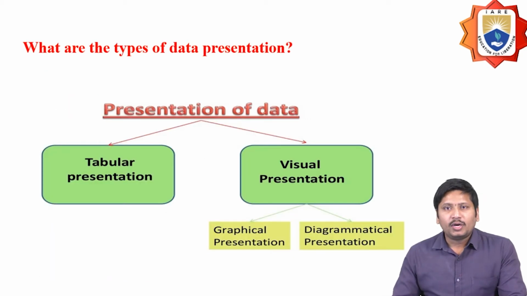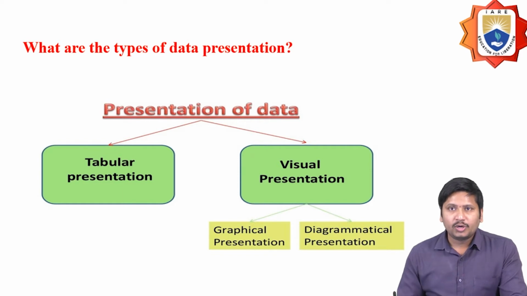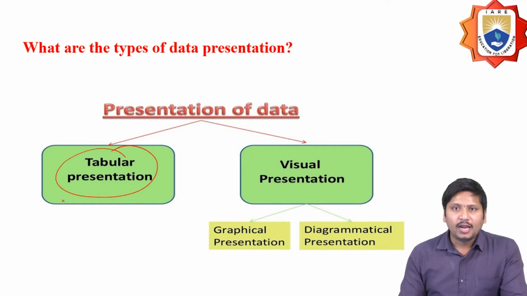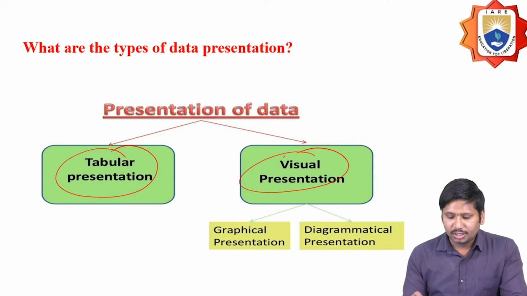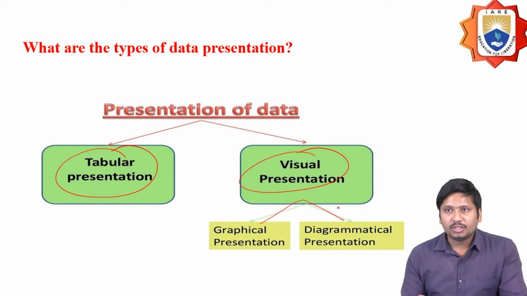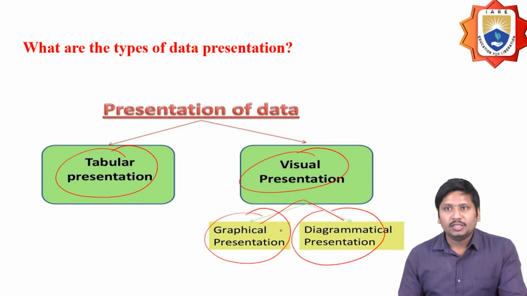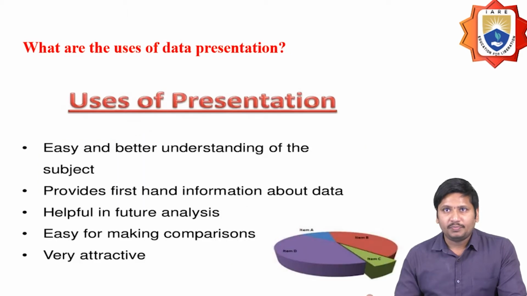The next question is, what are the different types of data presentation we have? The presentation of data can be classified into two types. The first is tabular presentation and the second is visual presentation. This visual presentation is further divided into two categories: graphical presentation and diagrammatical presentation. These are the different types of data presentation.